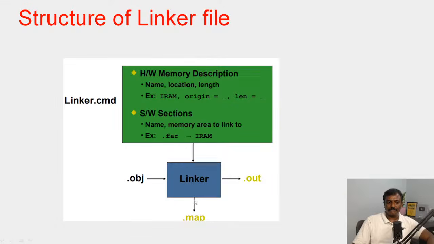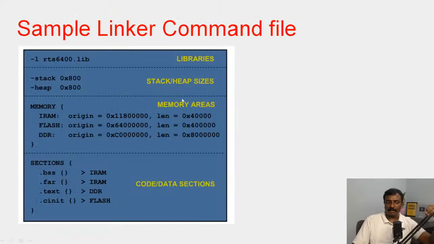So your linker file will have two descriptions. One is the memory description, the other is called software sections. The memory descriptions will have, this is a sample linker file from Texas Instruments. It has the library there on the top. You have the stack and heap size. And you have the types of memory, like flash memory, DDR memory, any type of memory.